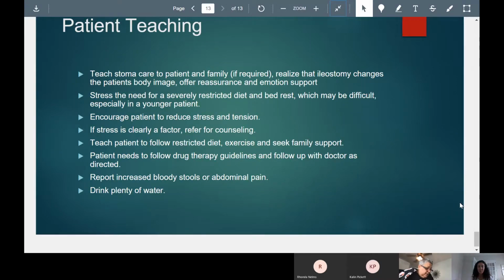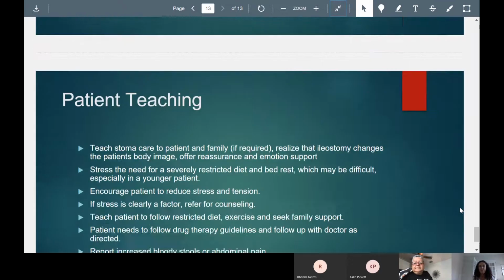Patient needs to follow drug therapy guidelines and follow up with the doctor as directed. Report increased bloody stools or abdominal pain, and drink plenty of water. That's just some of the stuff.